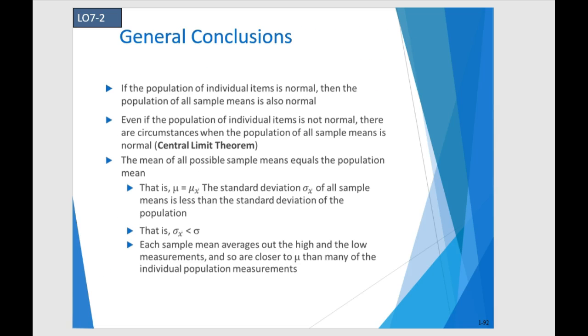So general conclusion, if the population of individual items is normal, then the population of all sample means is normal. Okay, so that's important to note. So if we know what the underlying distribution is, then we know that the population of sample means is normal. Even if the population of individual items is not normal, there are circumstances when the population of all sample means is normal. And this is what's really important. And this is why I said we're going to be using the normal distribution going forward in this class.